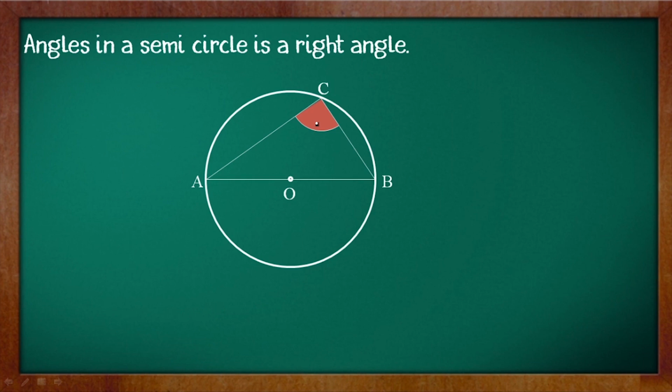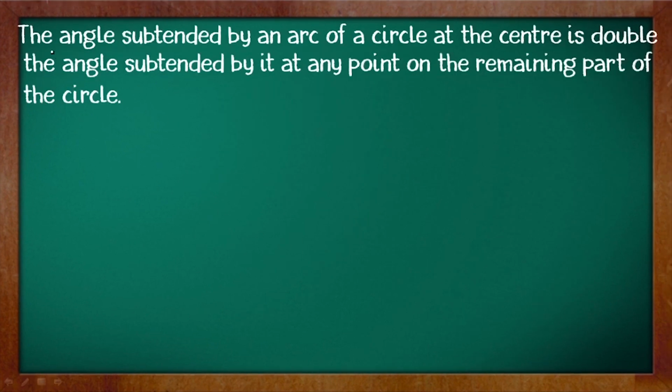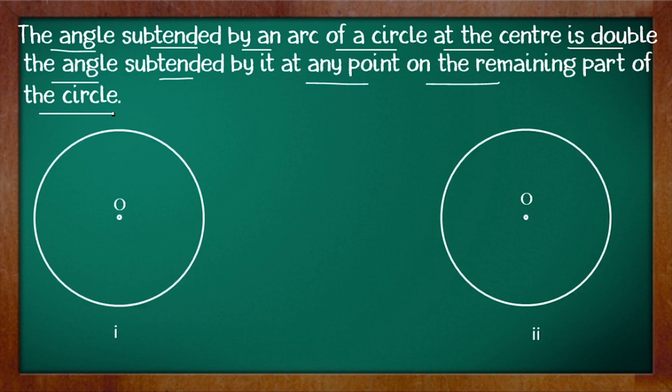To prove this theorem, we will be using one result of a theorem. The statement says that the angle subtended by an arc of a circle at the center is double the angle subtended by it at any point on the remaining part of the circle. So if there is a circle and we take a small arc AB, and we draw the angle at the center by joining the points, this is the angle at the center. Now on the remaining part, this was the arc and we are drawing an angle at the center.